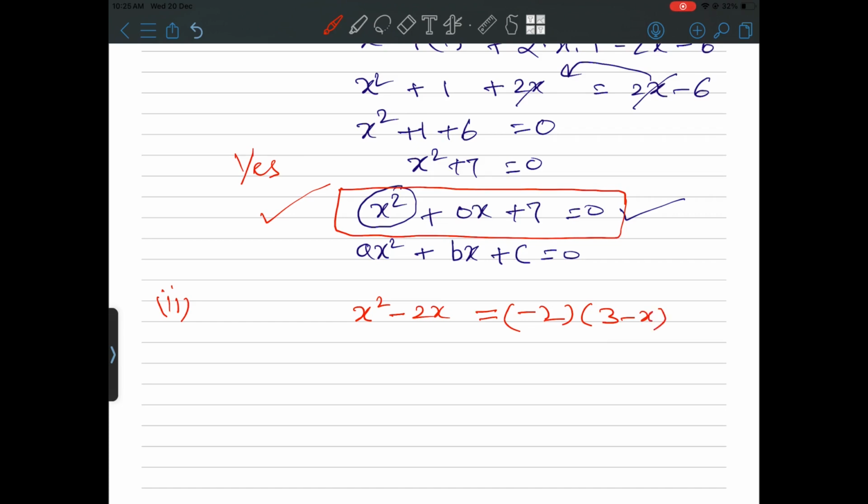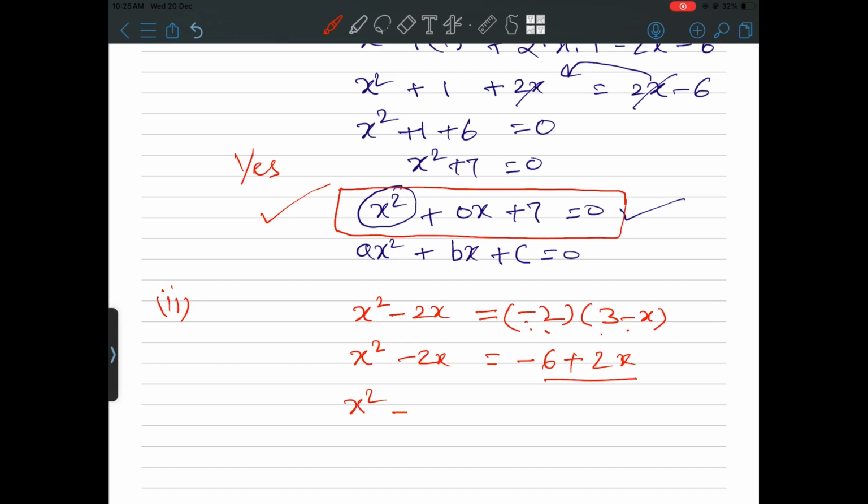Same procedure here also. First, we will expand this equation, right? There is nothing to expand on the left side, so x square minus 2x is good. Now we multiply minus 2 inside this bracket. So minus 2 into 3 becomes minus 6. Now this minus becomes minus plus 2x, right? Now bring all these terms from here to the left-hand side.